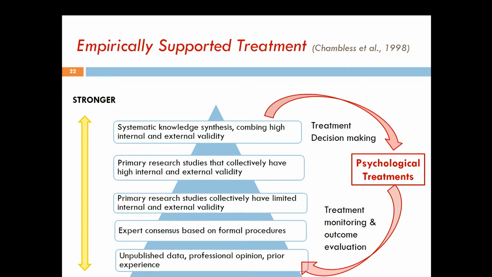Now, as a therapist or as a counselor, in the old days, you learned from your mentor or your supervisor what they had found useful when they were students, when they were taught by their mentor. Okay, but nowadays these are considered very weak empirically supported treatment. The next level is expert consensus based on formal procedures. Then primary research studies with limited internal and external validity, and then as you go on, of course, if the way you collected your data is through a randomized controlled trial, it is a very strong empirically supported treatment.